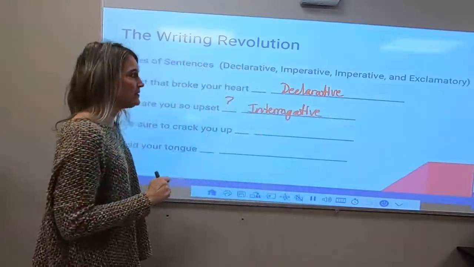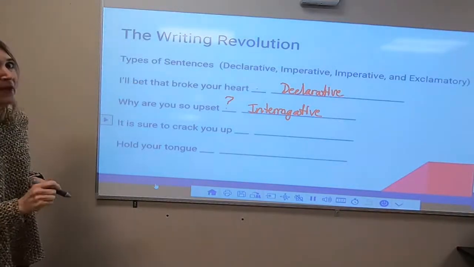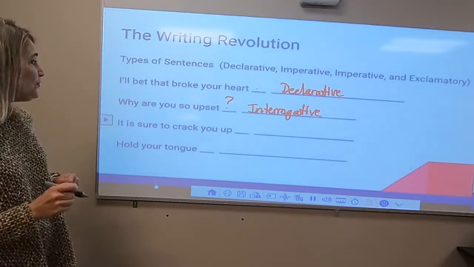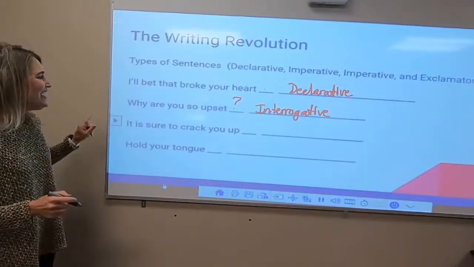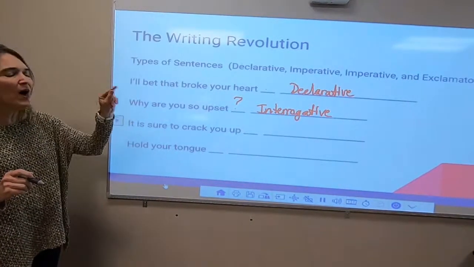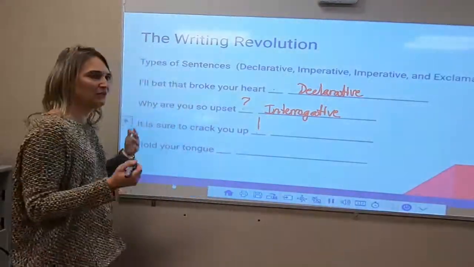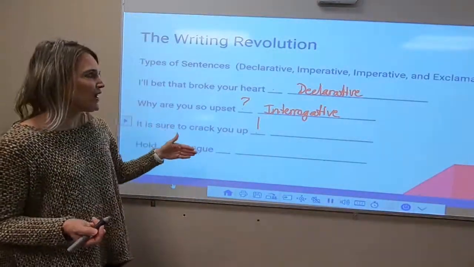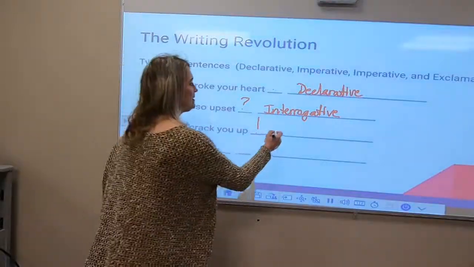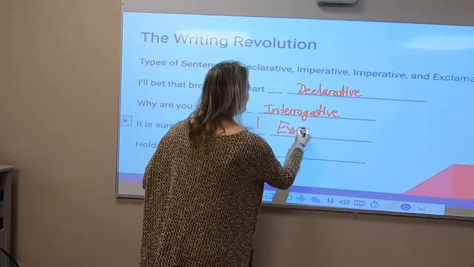Making sure we end sentences correctly is important. You know what your teacher always says, make sure you put your end punctuation. It's sure to crack you up. Exclaiming that. That's an exclamatory. And if you saw the book earlier, it's sure to crack you up. You saw all these types of sentences throughout this book.